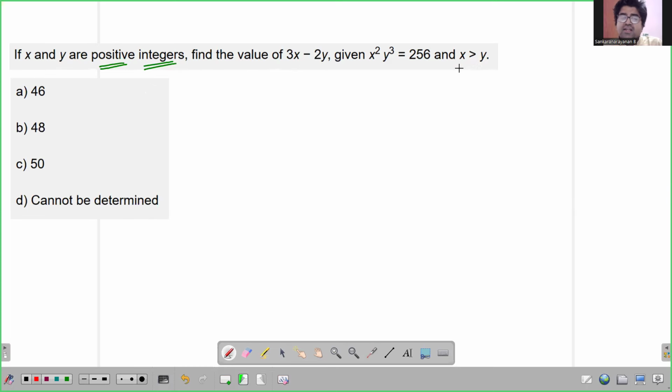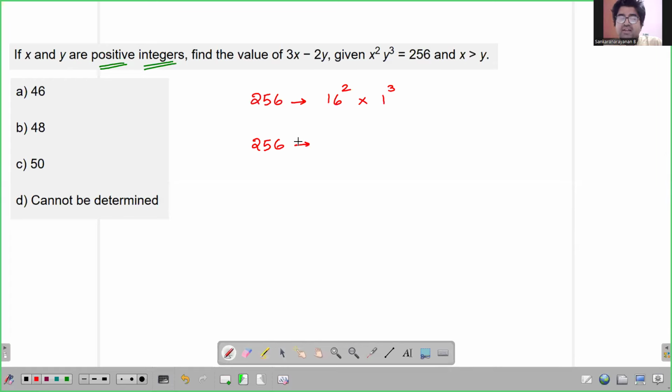One thing I can understand here is that 256, if I observe, can be considered as 16 square into 1 cube. 16 square is 256, 1 cube is 1. So 16 square into 1 cube is nothing but 256. Got it? Now, similarly, I can also consider this 256. It's given that x is greater than y.